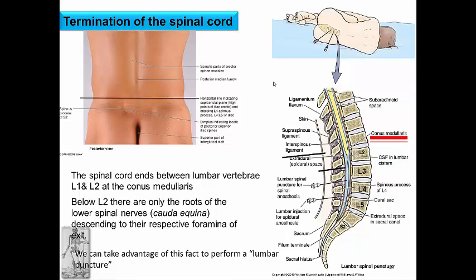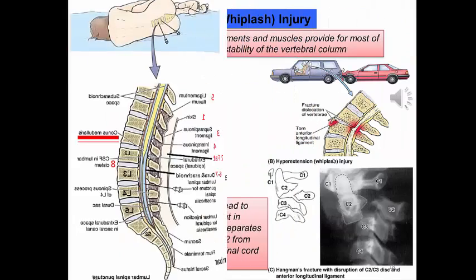So the layers traversed in order would be skin, fat and whatever subcutaneous tissue there is, the supraspinous ligament, the interspinous ligaments, the ligamentum flavum, the dura and arachnoid together, and then we would end up in the lumbar cistern that contains CSF.